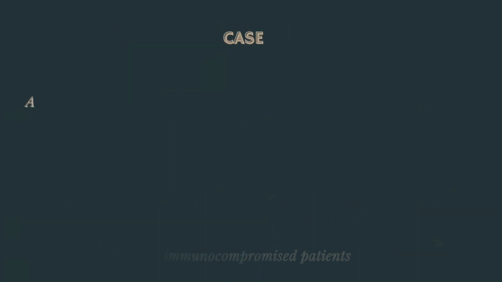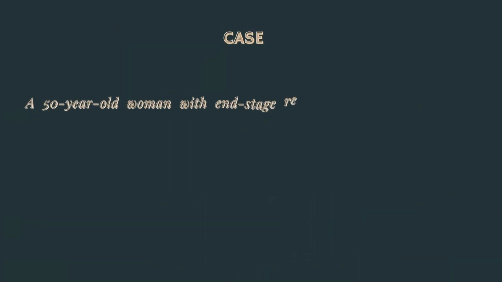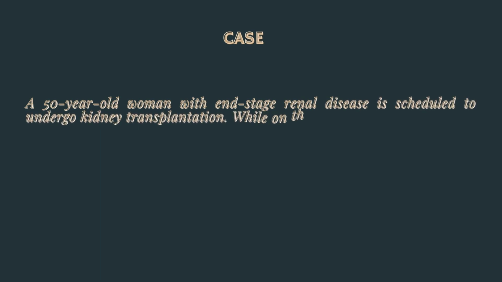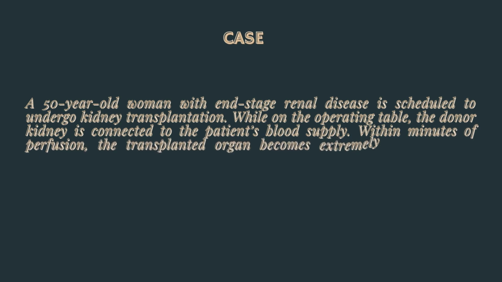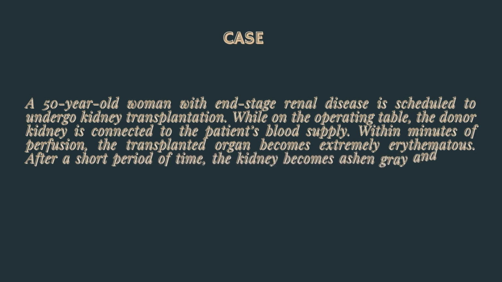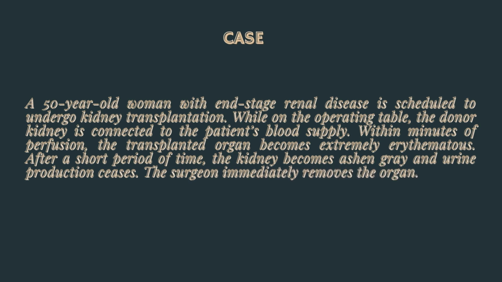So I have a few clinical cases. Let's discuss. A 50-year-old woman with end-stage renal disease is scheduled to undergo kidney transplantation. While on the operating table, the donor kidney is connected to the patient's blood supply. Within minutes of perfusion, the transplanted organ becomes extremely erythematous. After a short period of time, the kidney becomes ashen grey and urine production ceases. The surgeon immediately removes the organ. What do you think is the case about?